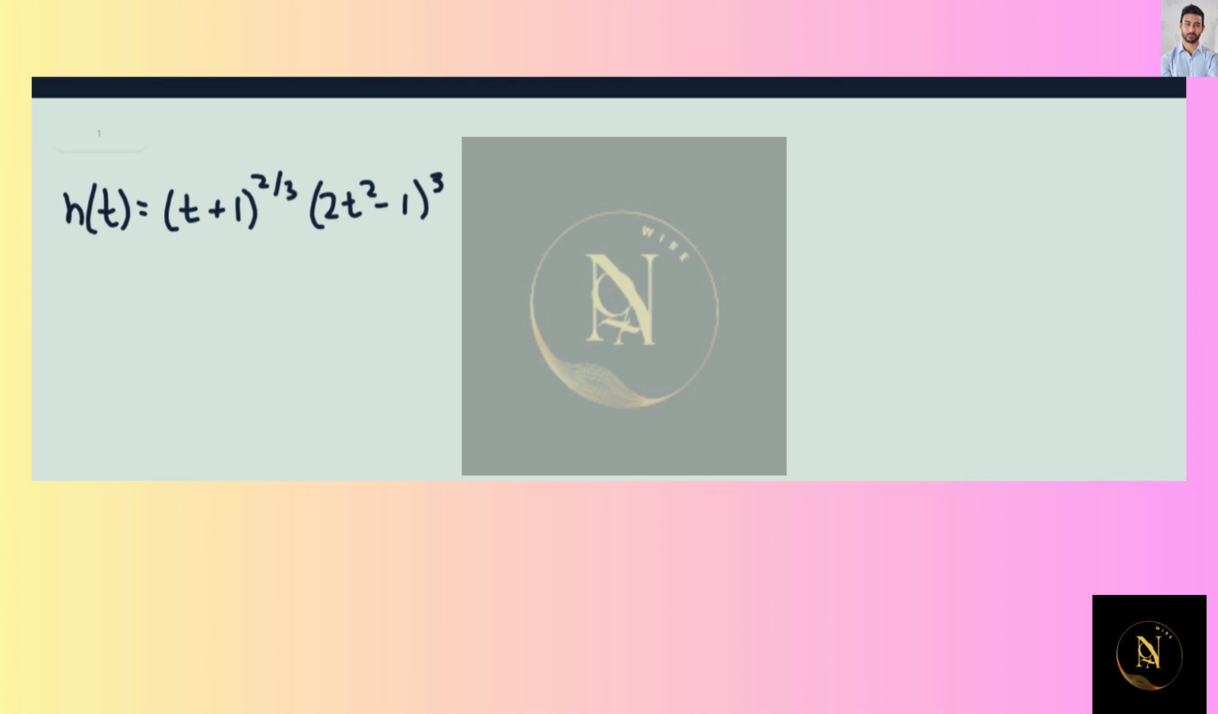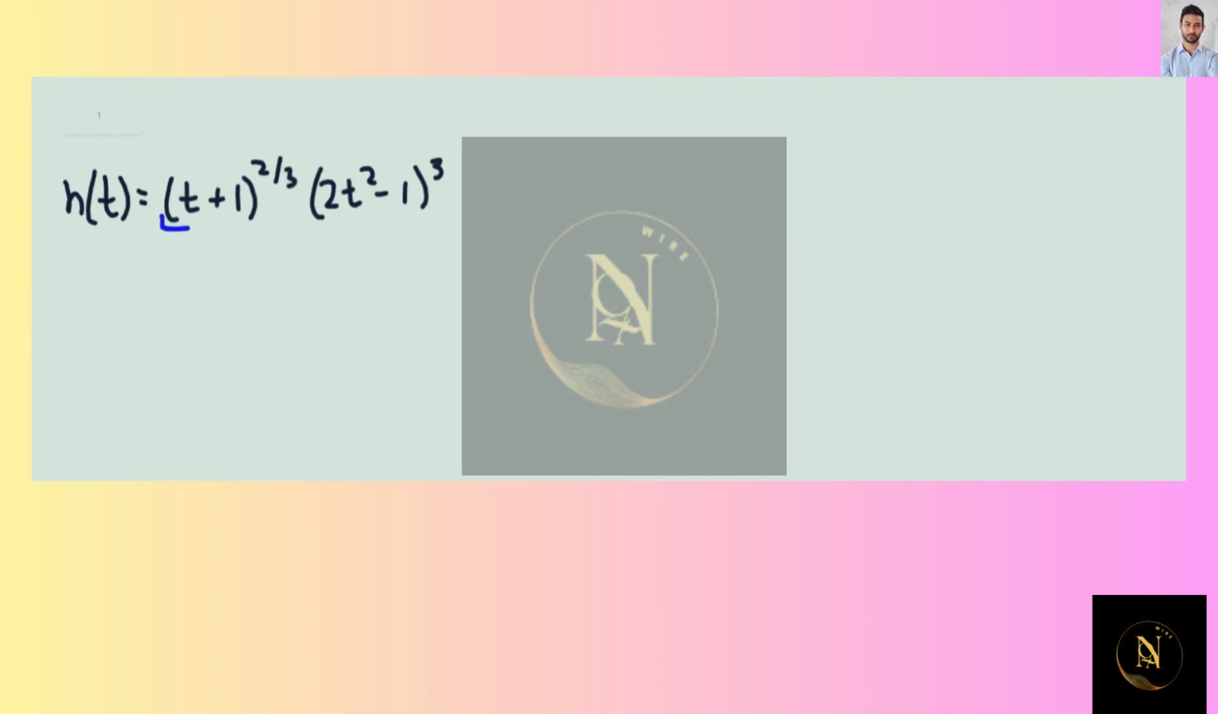Okay, so here's h of t, and we're going to find its derivative. And this problem is probably about 1 part calculus and 3 parts algebra. We're going to pay real close attention to detail here. So we have a product. T plus 1 to the 2/3 is a factor, and 2t squared minus 1 cubed is a factor.